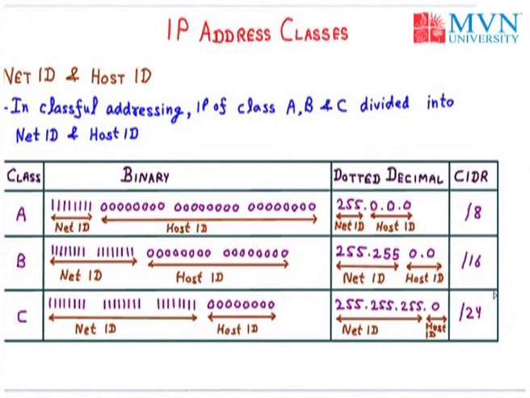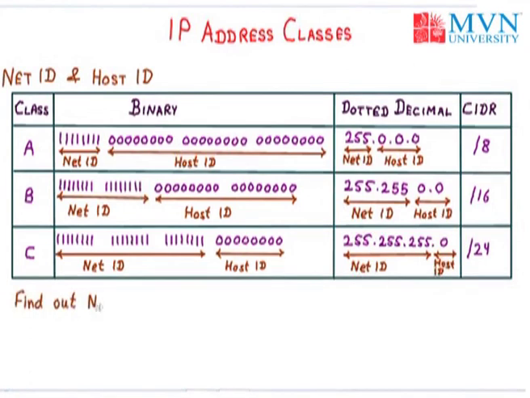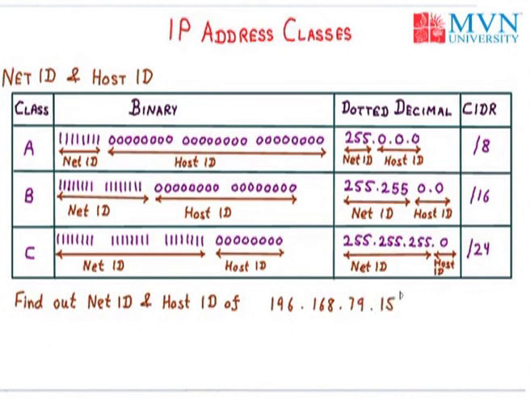So that is all about the masking table of net ID and host ID of class A, B, and C. We call it the default mask for classful addressing. Our next task is to find out the host ID and net ID of a particular IP address. For example, we have a particular IP that is 196.168.79.15, and we have to find out the net ID and host ID of this IP.